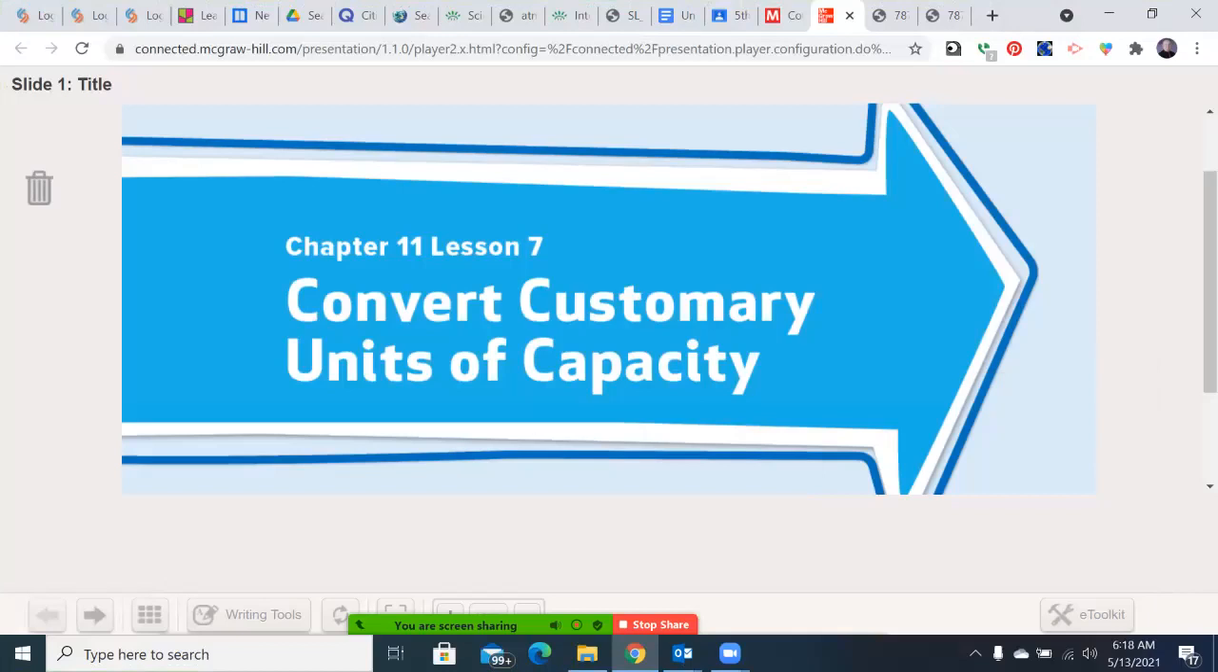Today's lesson, Chapter 11, Lesson 7, Convert Customary Units of Capacity.